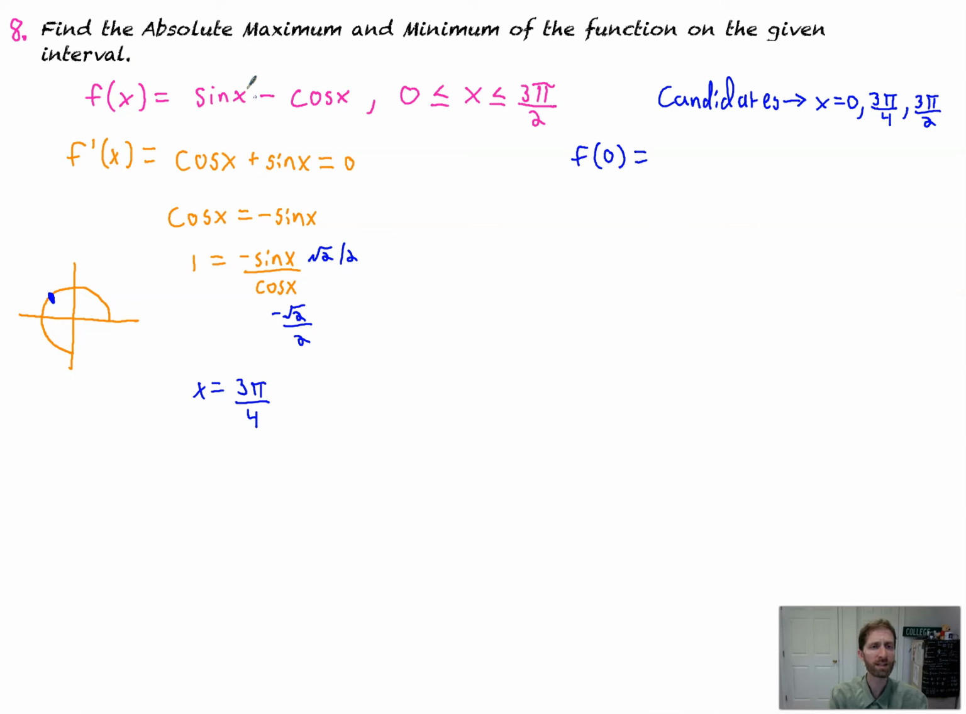F of 0, well, sine of 0 is 0, minus cosine of 0, that'd be minus 1. It's equal to negative 1. F of 3 pi over 4, let's see what we get there.